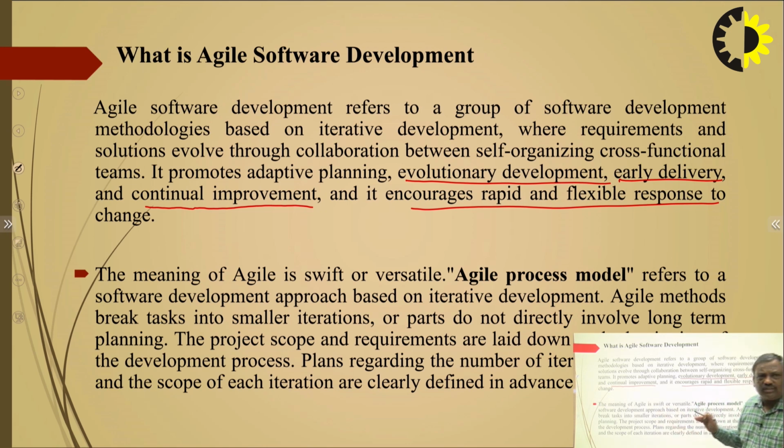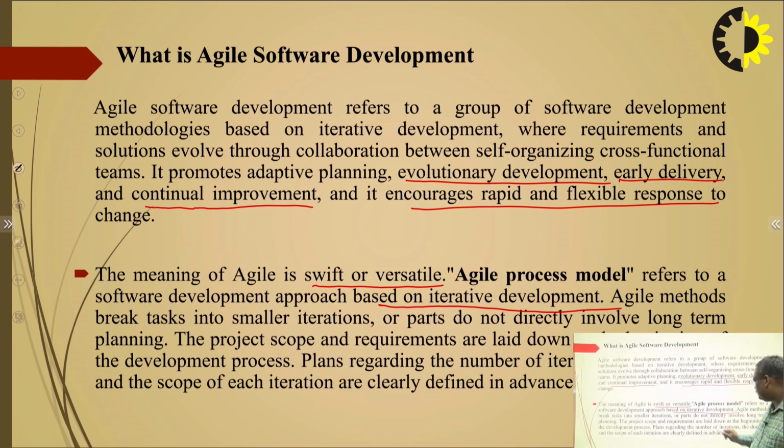So the meaning of Agile is swift and versatile, and it is based on iterative development. That means we divide the whole project into small chunks or milestones, and one by one we complete them, test and validate them, and collect feedback from the client side on each module.